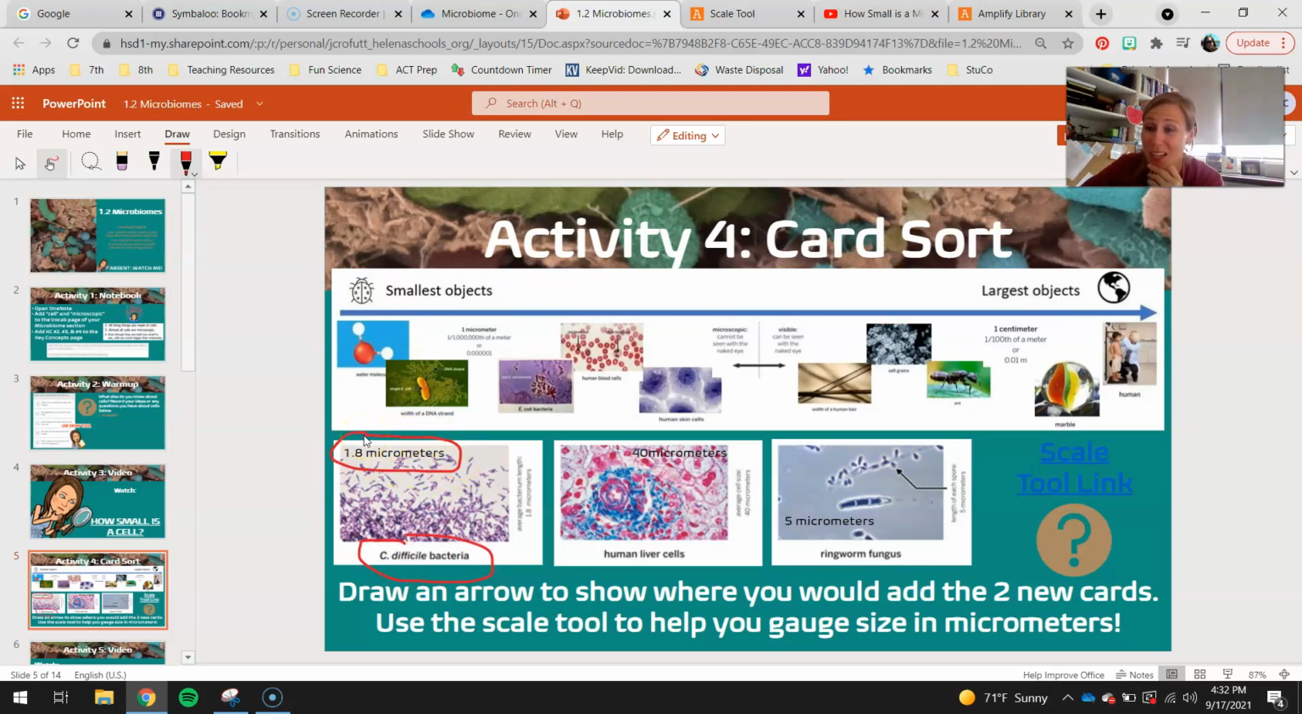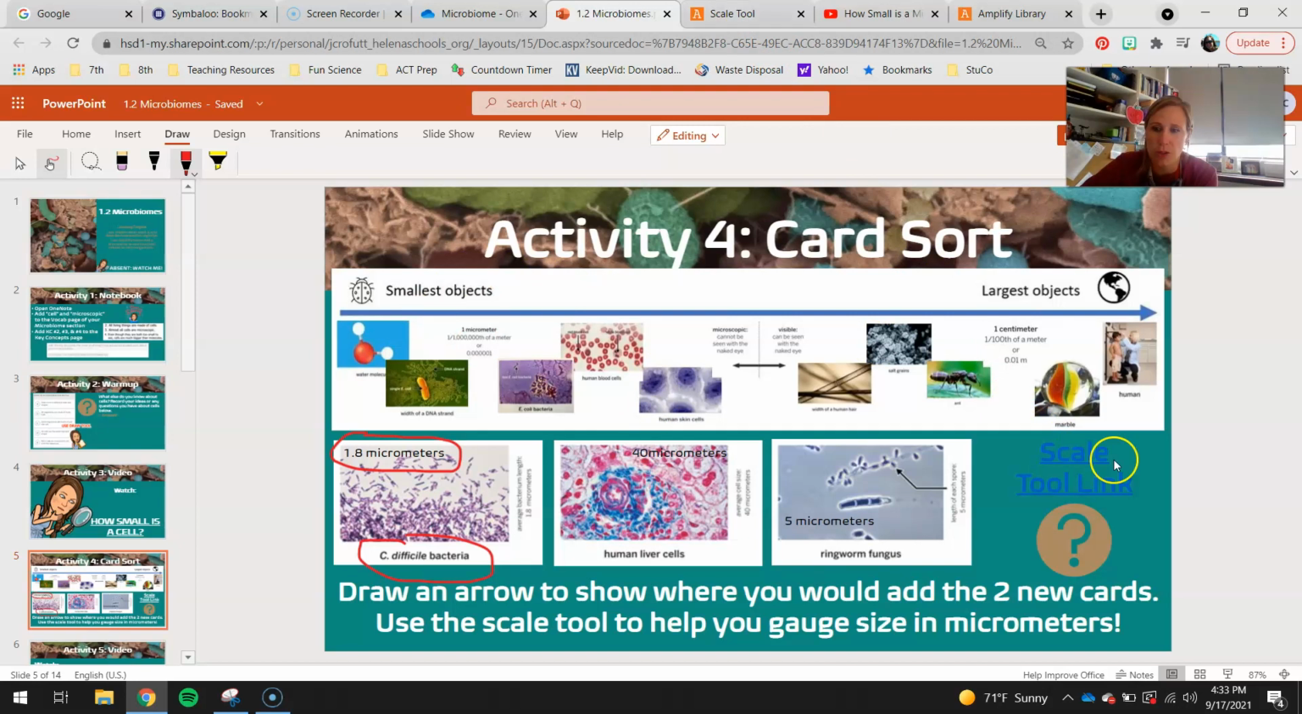We're going to start talking about this type of bacteria called C. difficile. It's a very harmful bacteria for humans to have in their gut. So we're going to figure out why this is important for us to learn about. But what we do know is that a C. difficile bacteria is about 1.8 micrometers in length. And then we have all of these ordered. So we know we're going to be in this range of things we can't see, microscopic things, but we want to know exactly where that's going to go.